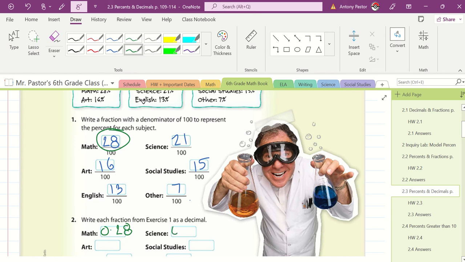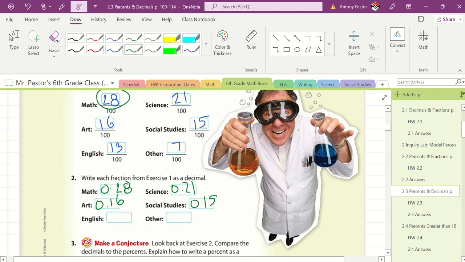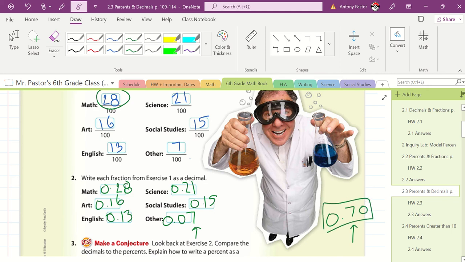Science would be 0.21. Social studies would be 0.15. Art would be 0.16. English would be 0.13. And then with the other, since it's 7%, remember the last number needs to fall in the hundredth spot. So it's 0.07. That's 7 hundredths. If I were to write 0.7, that would technically be 70 hundredths, which would be 70%.